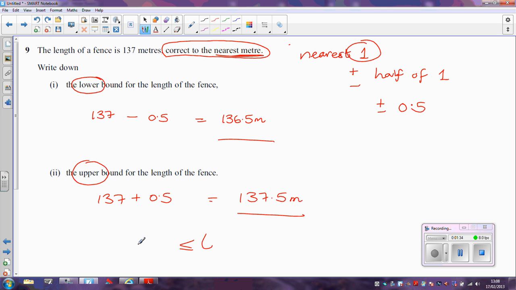Now, because we understand for the upper and lower bounds that the length of the field could be greater than or equal to the lower bound, that's 136.5 meters, but it's got to be less than 137.5 meters. In other words, with this upper bound, the length of the field could be anything up to but not including 137.5. So it's perfectly acceptable to write 137.5 there.